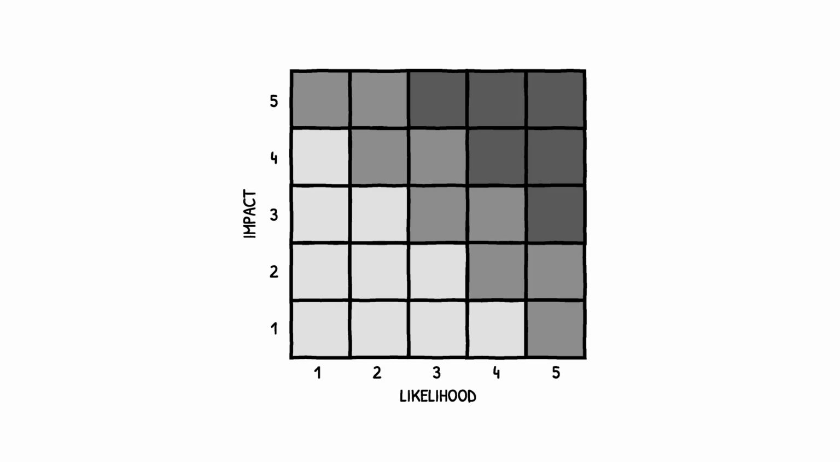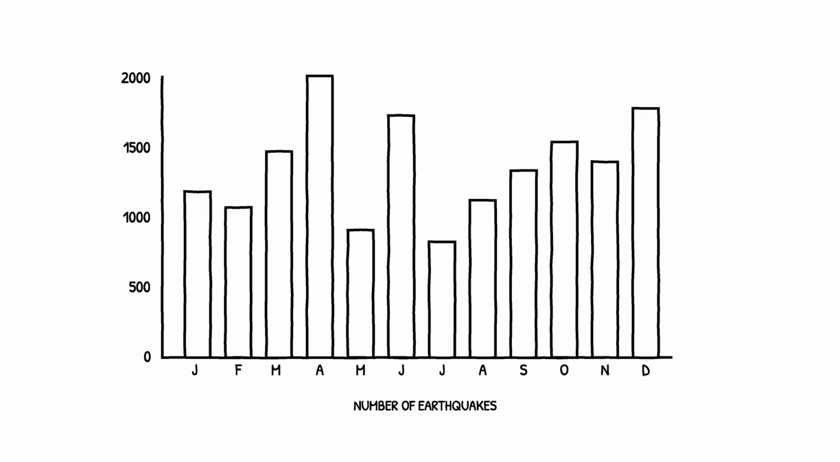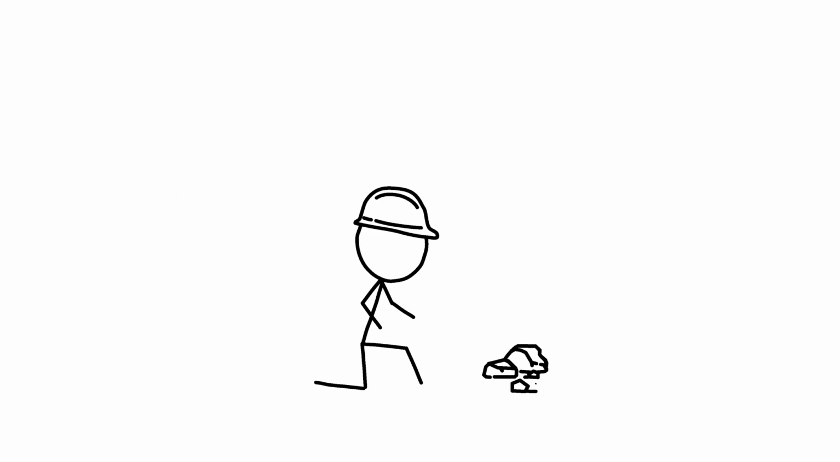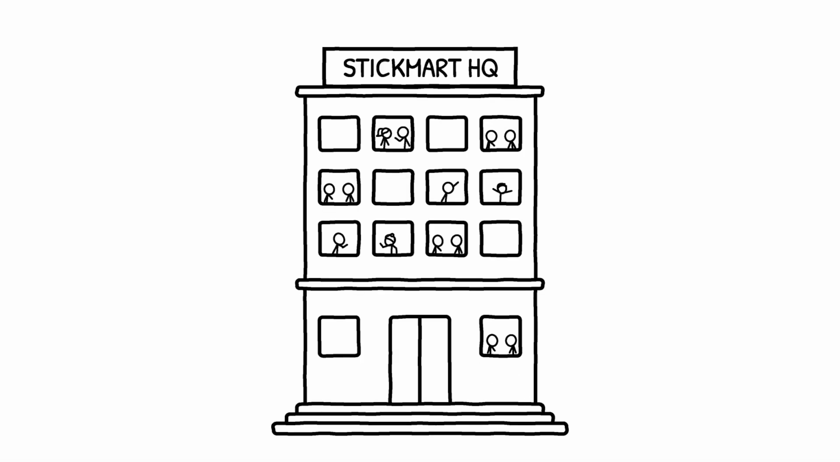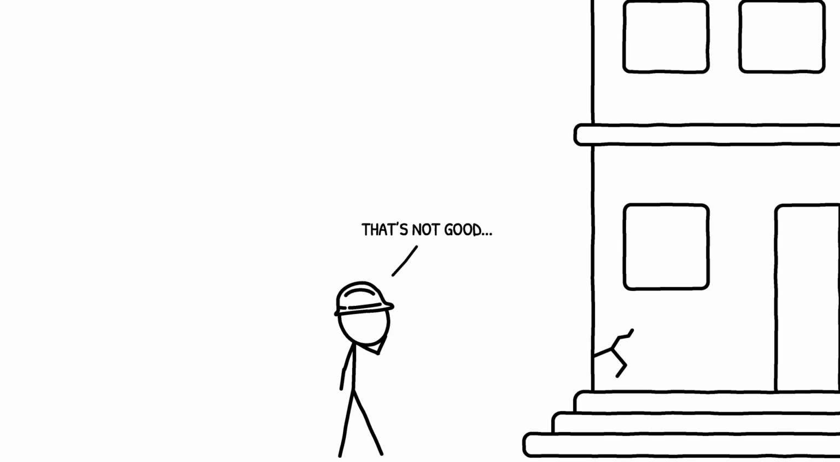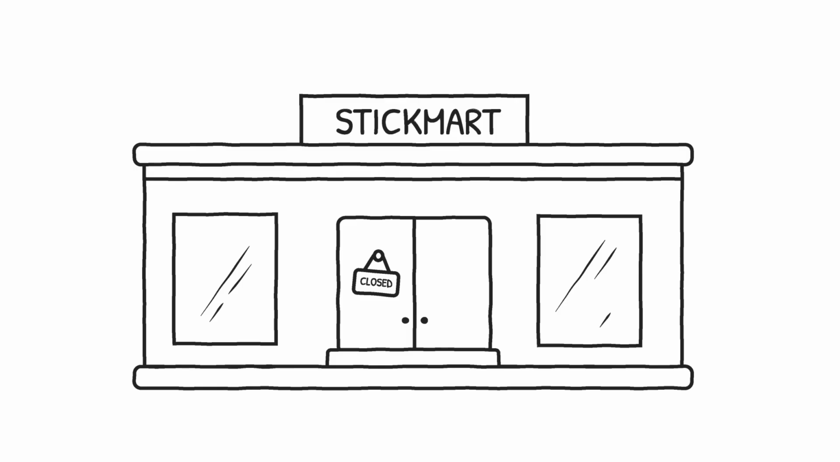If we want to calculate the risk of an earthquake, we would first need to estimate the likelihood by looking at where the office is, past data to understand how often earthquakes happen, and what the ground is like near the office. To estimate the impact, we would assess factors such as the number of employees in the building, the structural integrity of the office, and the effect on our business operations.